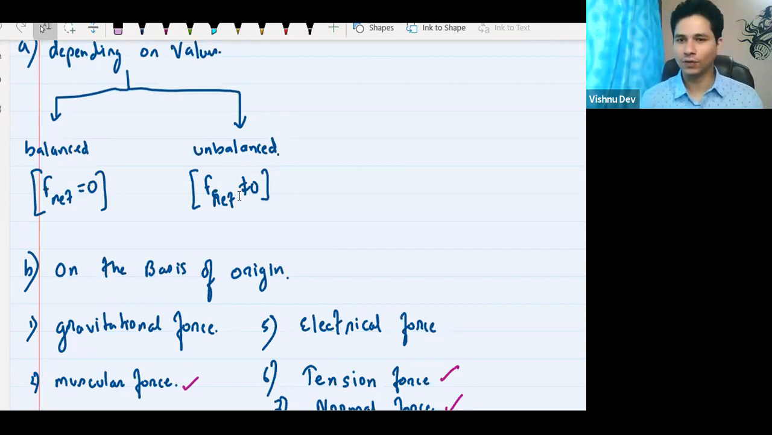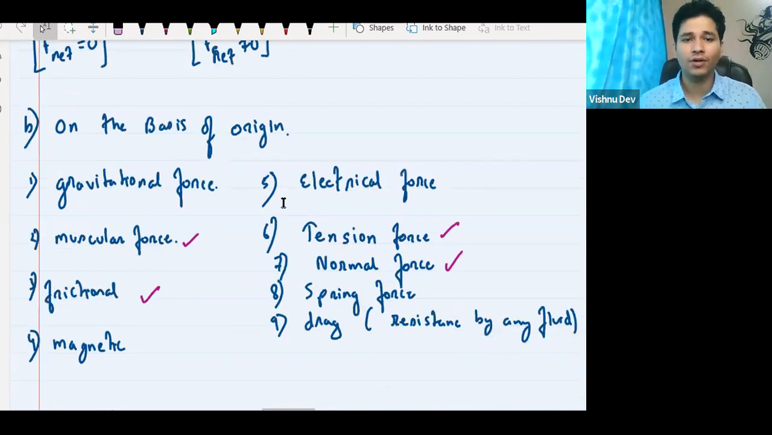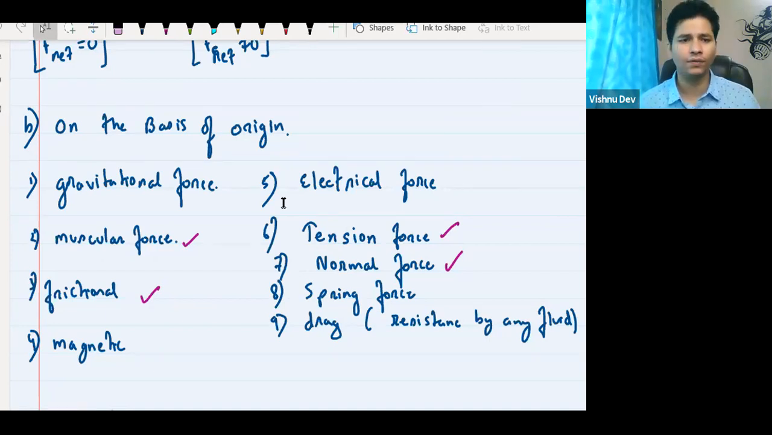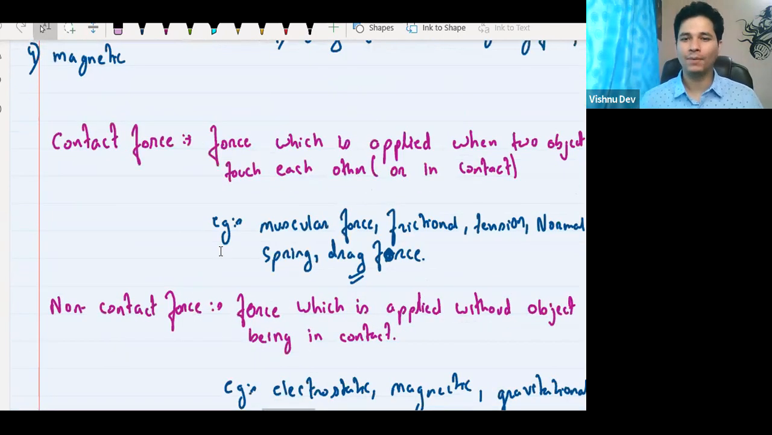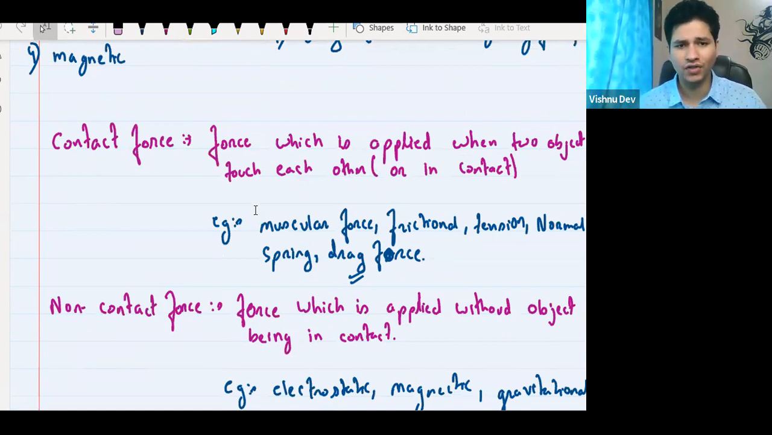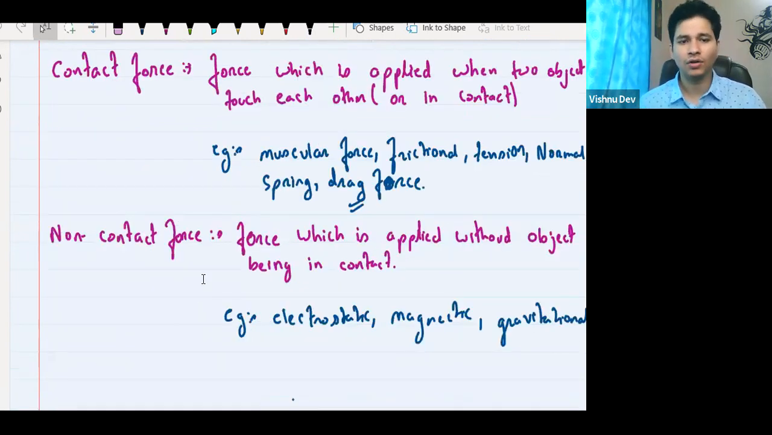So, net force on any object means the sum of all the forces on the object. If it is zero, then it is a balanced force. And if it is not zero, then it is an unbalanced force. Now, on the basis of origin, we talked about different types of forces: gravitational force, muscular force, frictional force, magnetic force, tension force, spring force, normal force and drag, and electrical force also. All of them can be categorized into two further categories, contact forces and non-contact forces. Contact forces are those which are applied when two objects touch each other. Examples were muscular force, frictional force, tension, normal, and so on. Non-contact force is the force applied without the objects being in contact, which is electrostatic force, magnetic force, gravitational force, nuclear force.